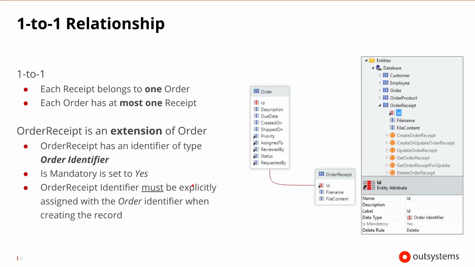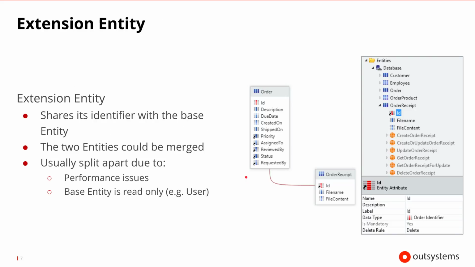So here we can see the order and the order receipt. We can see that it has an ID, but that ID isn't its own ID, it's a referenced ID. So here you can see it a little bit better. We get the red stripe for the ID, but it's a referenced ID because it's not the order receipt's identifier. We've set it to the order identifier. So that helps us create the one-to-one relationship.